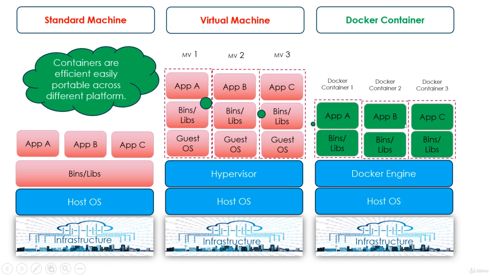Other than that, in terms of a container, containers are efficient and easily portable across different platforms. Let's say we have an infrastructure. On top of that we have a host OS, then we have a Docker engine. On the Docker engine, in container one we have application A and its own bins and libraries. In container two we have application B, with its bins and libs, and container three, application C, will have its binaries and libs.